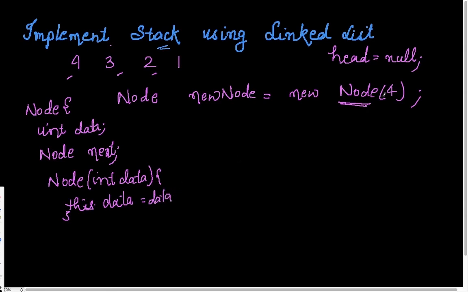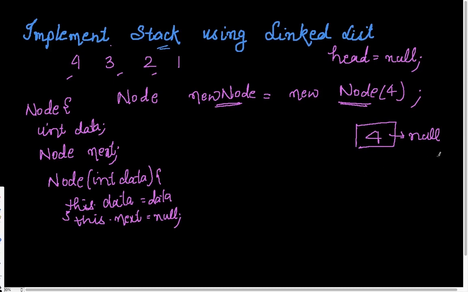So as soon as I pass 4 here, this particular constructor gets called. As soon as we create a new object, a new node, with this particular value 4, this constructor gets called and a new node with data as 4 and next as null is created in the memory. We put this.next equal to null, even though by default it will also be null. So now this is created in the memory.